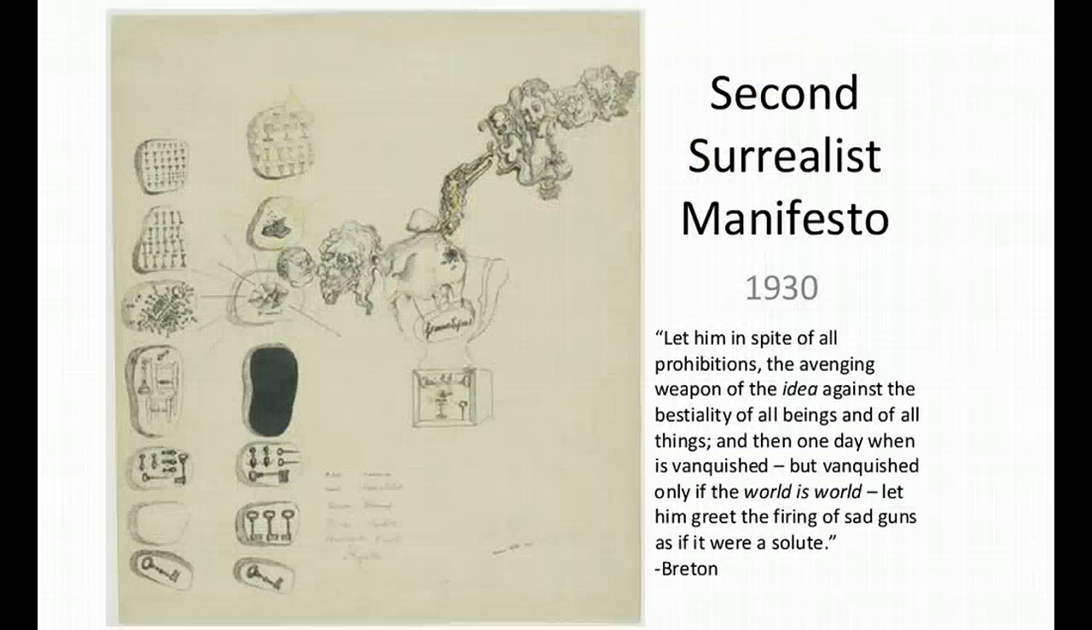Here we have the second Surrealist Manifesto, this quote from Breton: "Let him, in spite of all prohibitions, the avenging weapon of the idea against the bestiality of all beings and of all things. And then one day, when is vanquished, but vanquished only if the world is world, let him greet the firing of sad guns as if it were a salute."